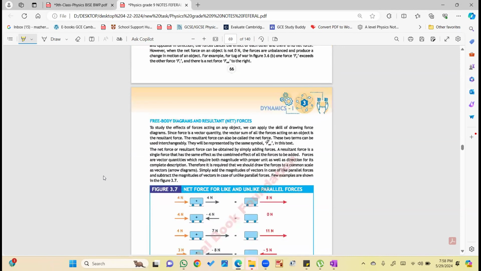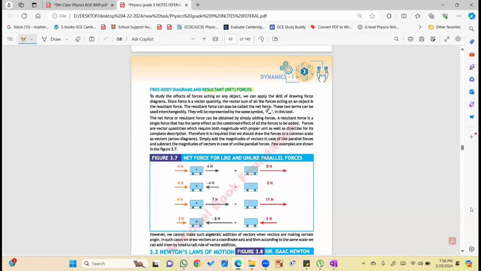Then there is a term known as net force or resultant force. Resultant force or net force is the sum of the number of forces acting on the object. And in order to find out the resultant force, we need to say whether the two forces are acting in the same direction or in the opposite direction.